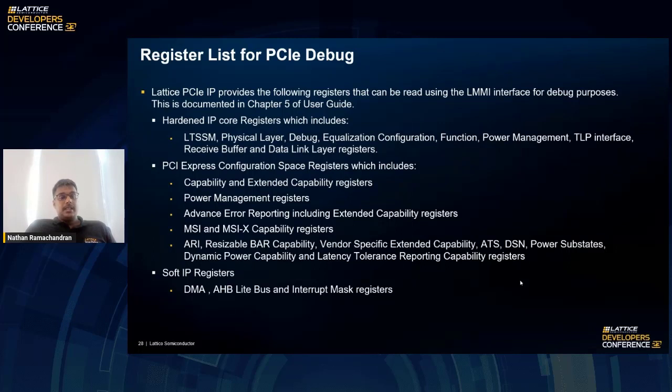So besides the hardened link layer registers, we also have the soft IP registers related to the DMA, the HP Lite, and the interrupt mask registers. So if the link is not up and you do not have the capability to put a protocol analyzer, you can use the registers that are offered within the PCI IP to aid in debugging.